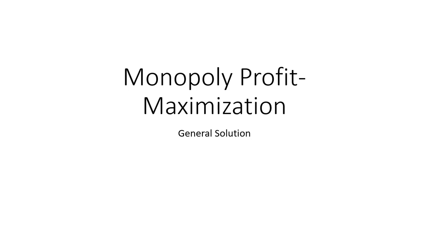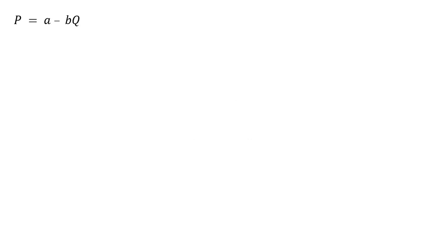Hello, in this video we're going to do some general solutions to monopoly profit maximization problems. So here's the monopolist inverse demand. You'll notice this is just in general functional form here. Price equals A minus BQ. P is the per unit price, Q is the quantity of output.